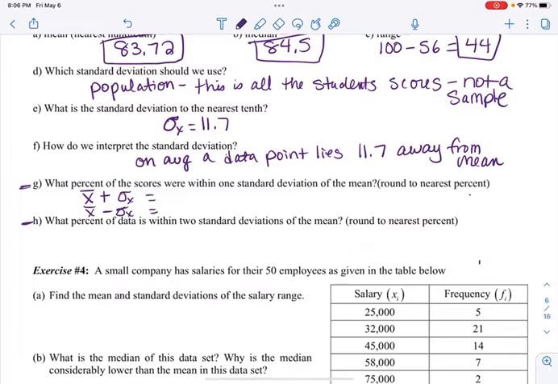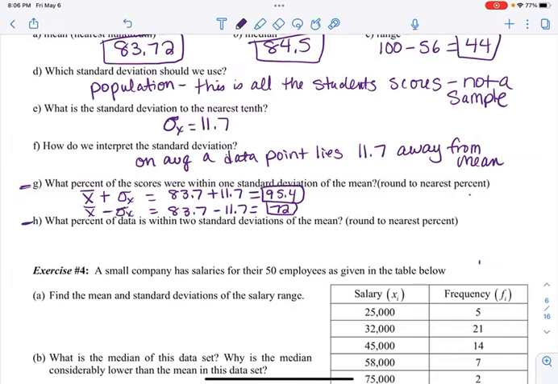All right, so let's do that. The mean is 83.7. And I'm just going to write one decimal because the standard deviation just has one decimal. I'm going to add 11.7. So 83.7 plus 11.7 is 95.4. And I'm going to take the mean, 83.7, and subtract 11.7. And that gives me 72.